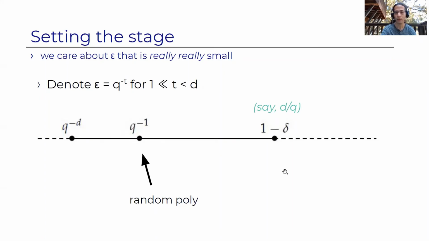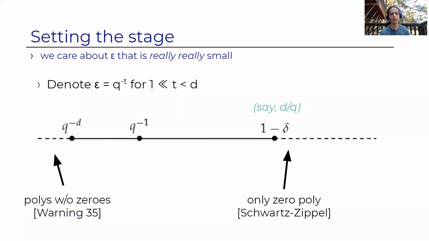So why did we put this here? Well, everything to the right of 1 minus delta is only the zero polynomial, which is impossible to hit and we don't even have to consider. So this part contains only the zero polynomial. And all the way to the left, we put q to the minus d. And why did we do that? Well, by a result of Warning from the 30s, a polynomial that vanishes on less than q to the minus d of its inputs does not vanish at all. So over here, what we have is only polynomials without zeros at all, which are trivial to hit.